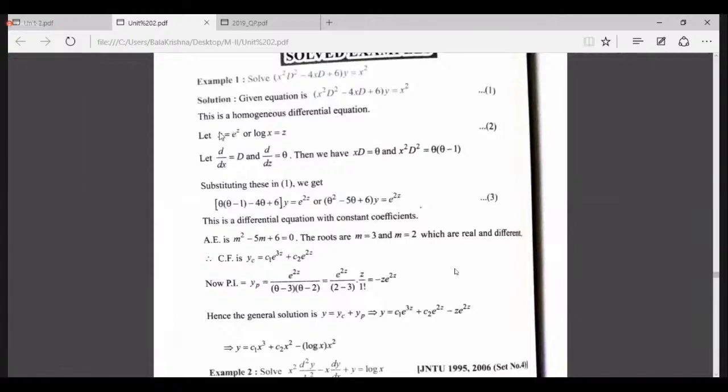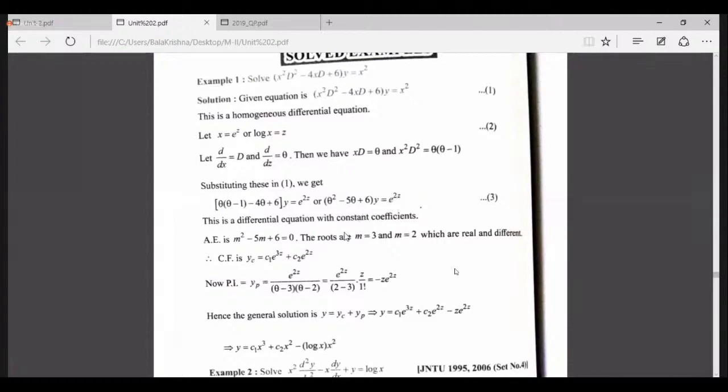This point you need to remember, and you need to remember these things: x D as theta, x square D square as theta into theta minus 1. Substitute them in the given equation, so that you change that equation in terms of f of theta into y is equal to Q of z. Once you have it in this format, you should follow those procedures, because the right side is in the form of e power mz. That is the type 1 procedure you should apply to find the particular integral.